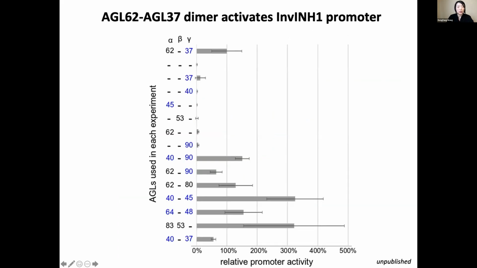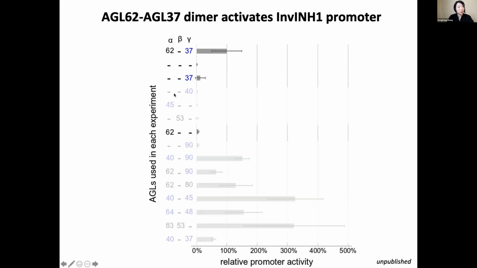In this set of data, you can see that when we introduce AGL62 and 37 as a dimer, we see upregulation of the promoter activity. When we introduce them as monomers, right over here, there's very little activity. So the type 1 MADS-box genes, the AGLs, act as transcription factors as a dimer.